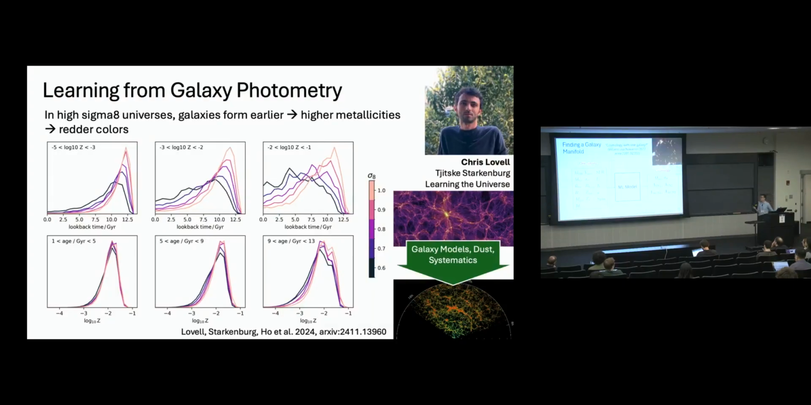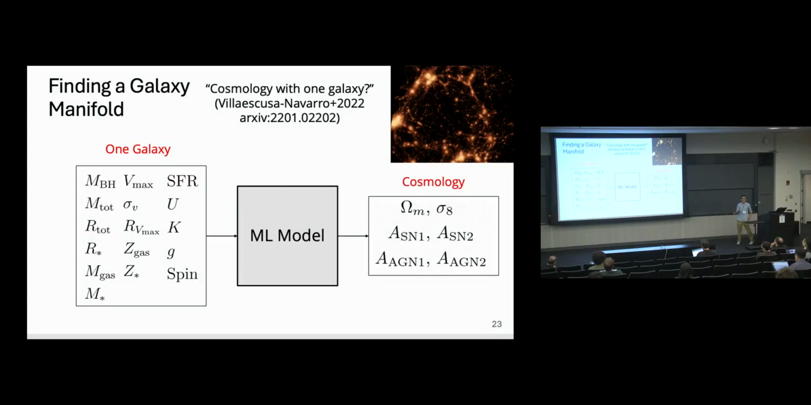So here's an even more bizarre case. Several people in the audience might have heard of this paper, Cosmology with One Galaxy. This paper was before L2ILI was developed, so it wasn't done with L2ILI, but the results that we're going to show are. So this paper took individual galaxies in each of these CAMELS simulations and tried to infer cosmology.